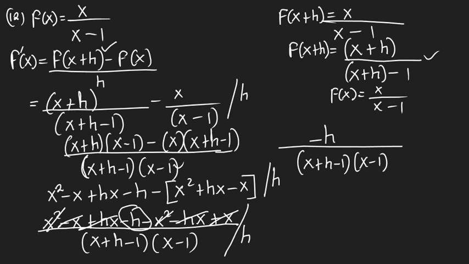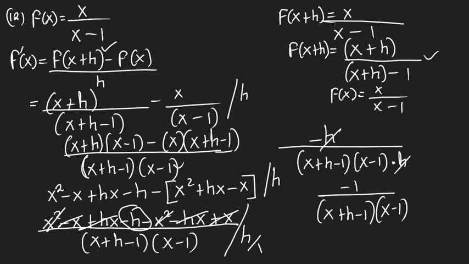Then because we are dividing by h, if you multiply by h, you discover that the h will come here. When you're dealing with division, because this is h over 1, if you divide, you flip them, you'll find something like that. So this h and this will multiply. You're going to have negative 1 all over x plus h minus 1, then x minus 1.